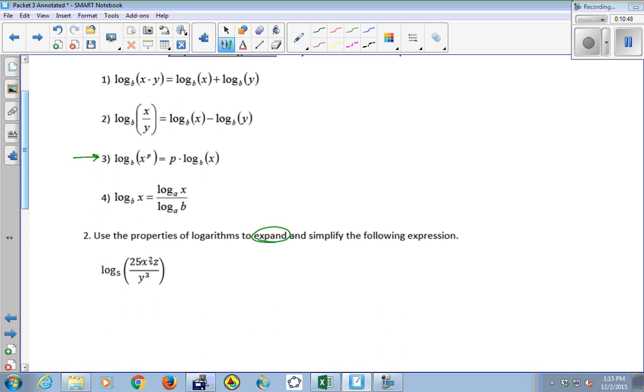So my advice is going to be one at a time. So let's apply property 1, the multiplication one. Or actually, I think let's do the division first so that we can just get rid of the fraction, because fractions just make everybody nervous, right? So if I do the division one first, this is going to become log base 5 of 25x² z minus log base 5 of y cubed. So I took the log of the quotient and it sort of expanded into a subtraction. Take the log of the top and the log of the bottom and subtract them.